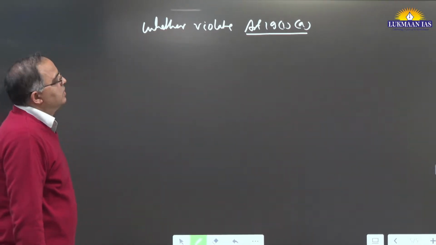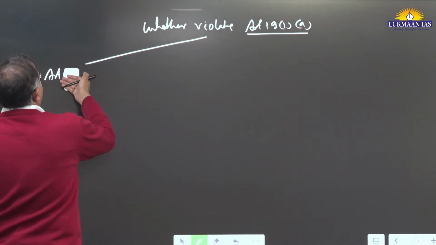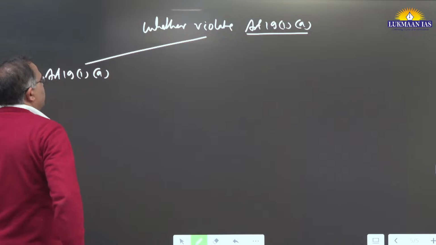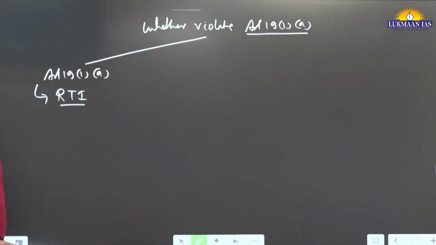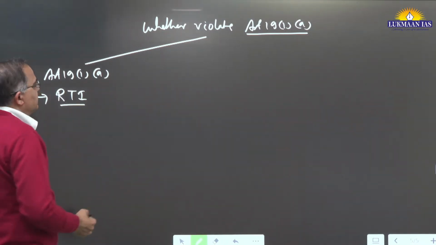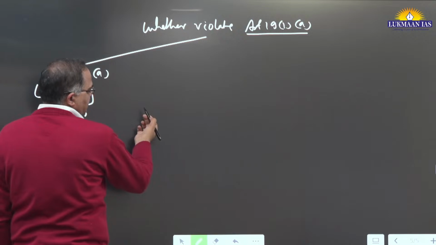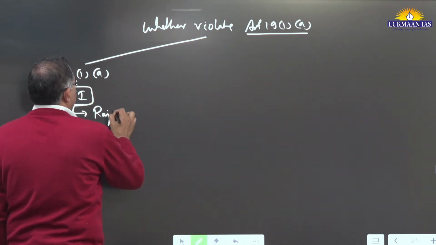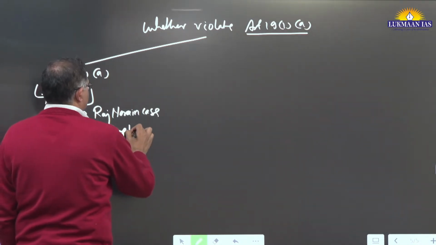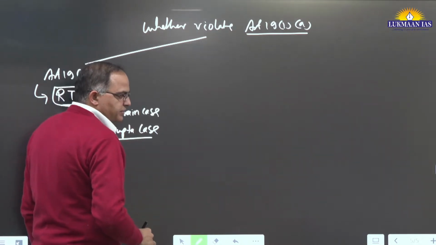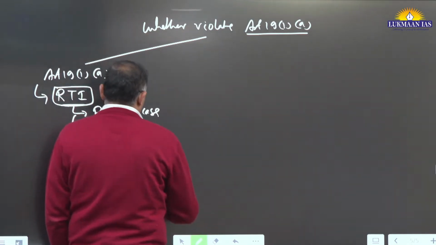19(1)(a). We know that Article 19(1)(a) is the basis for the right to information. You already know the background about the right to information. This right to information has evolved over various cases: the Raj Narain case, the SP Gupta case, and then two more cases, ADR and People's Union for Civil Liberties.